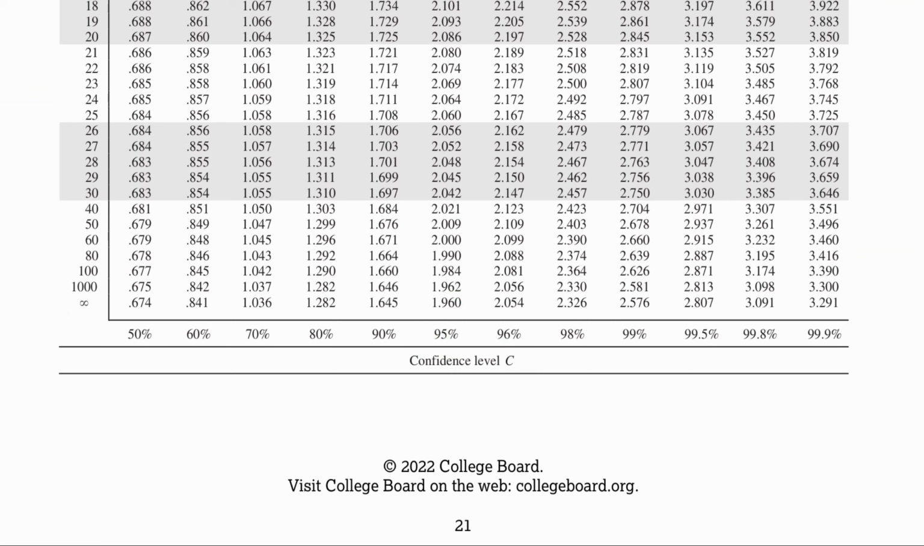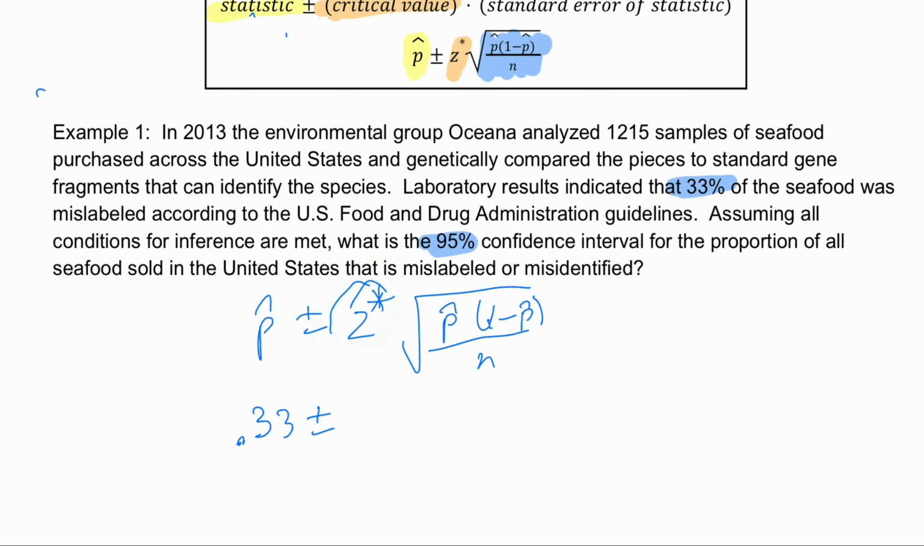So that's what we're going to do. We're going to go back to our equation, and we're going to identify that that z-score is going to have to be that 1.96.